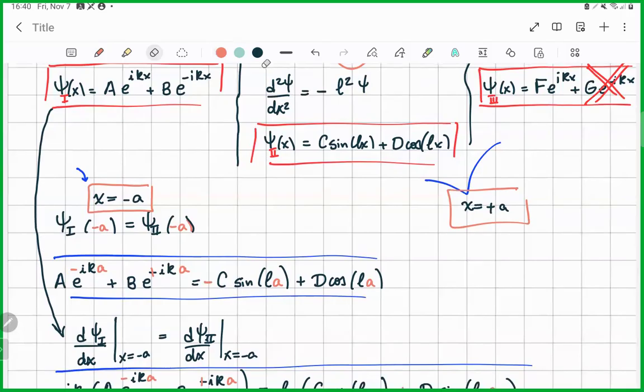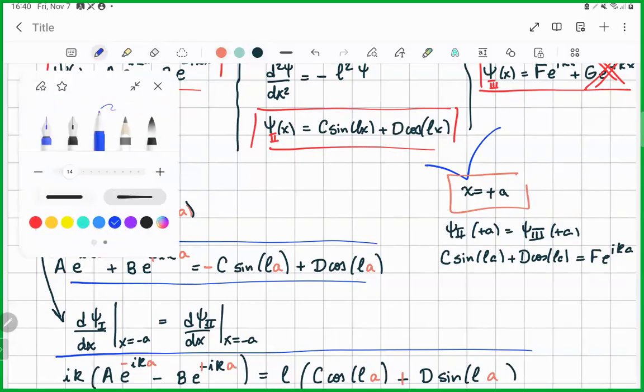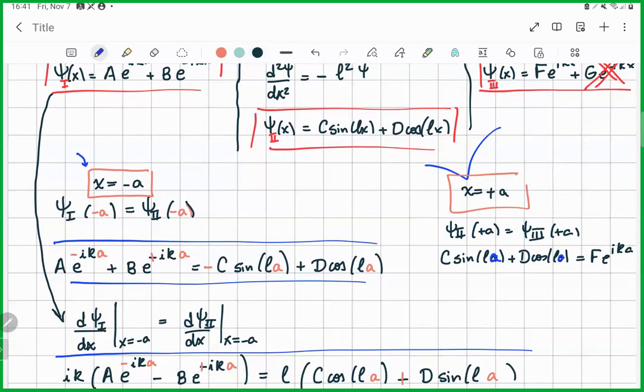We are running out of space here, but we have psi 2 at plus a has to be equal to psi 3 at plus a. All right, so that will be sine of L a plus d cosine of L a equal to f exponential of I k a. So this one is a little easier because we don't need to worry too much about the signs. So a, and a.